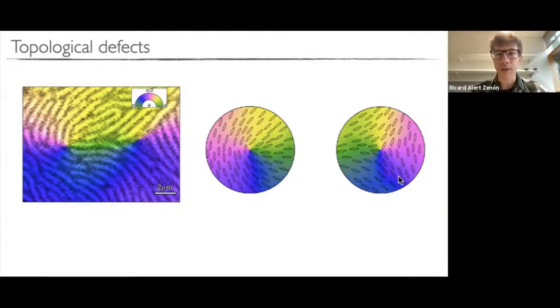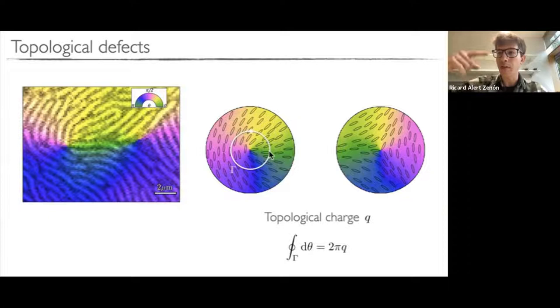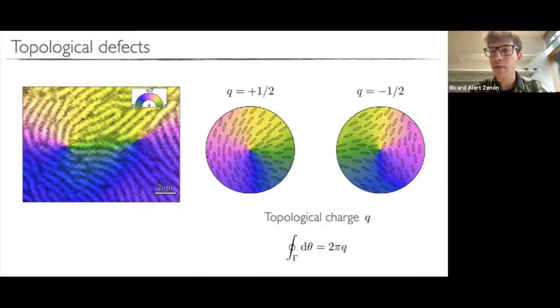So these are two different structures, and a way of quantifying this difference is by looking at a quantity known as the topological charge. And so this is nothing but the winding number of the angle of cell alignment as we move in a closed loop around the core of the defect. Okay, so if we compute this winding number for a defect like the one on the left, what we get is a topological charge of plus 1/2. And so these defects are called plus 1/2 defects. Instead, if we do it for the defect on the right hand side, then what we get is a topological charge of minus 1/2. And so these are going to be minus 1/2 defects.